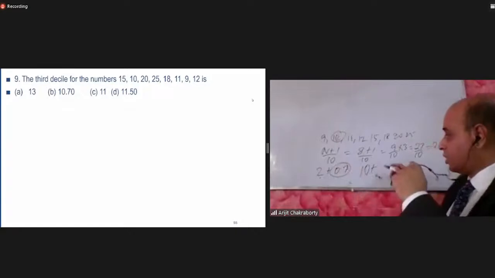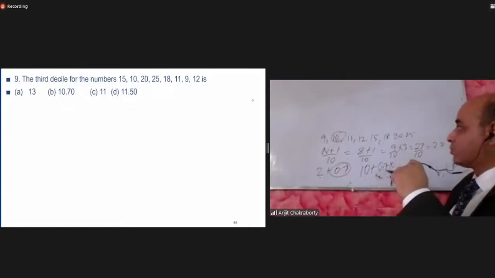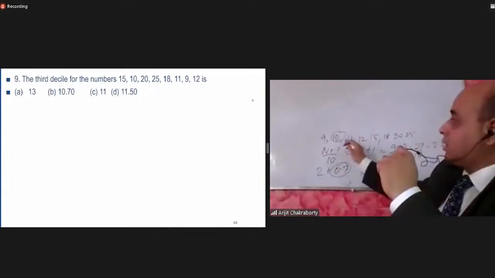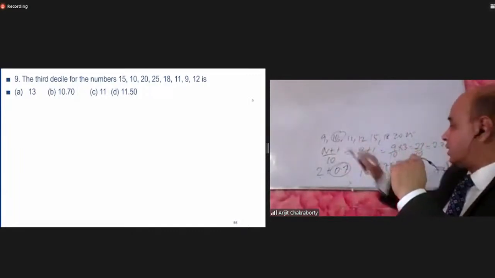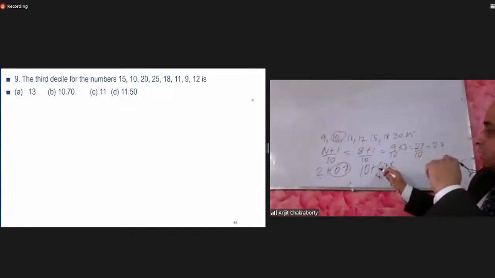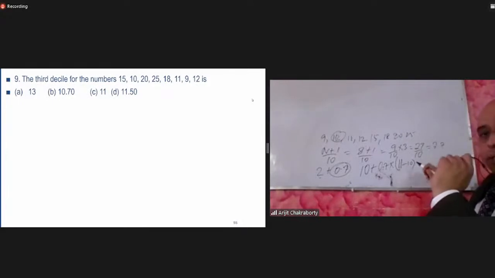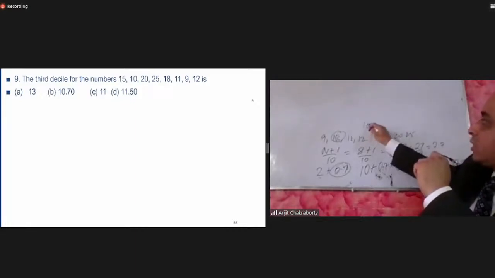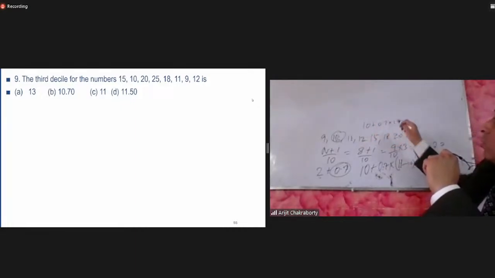Now we take the 0.7. So 0.7 multiplied by what? The third number minus second number. Third number is 11. Second number is 10. So the answer is 10 plus 0.7 into 11 minus 10. Third number minus second number: third number is 11, second number is 10. So it is 10 plus 0.7 into 11 minus 10. That is 10 plus 0.7 into 1. So the answer is 10.7.